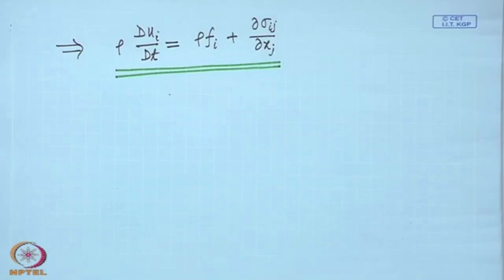However, you see that the equation in this form is perhaps not that useful unless we know a little more about the stress tensor, particularly how the stress tensor is related to the motion. Unless we can specify that, this equation cannot be used.